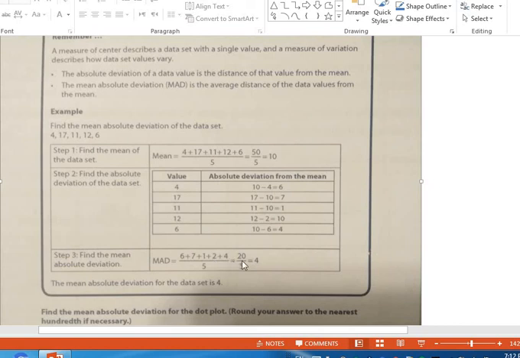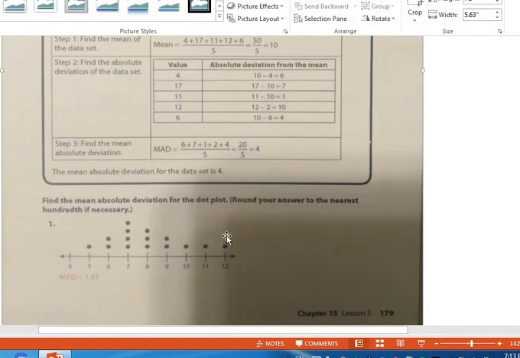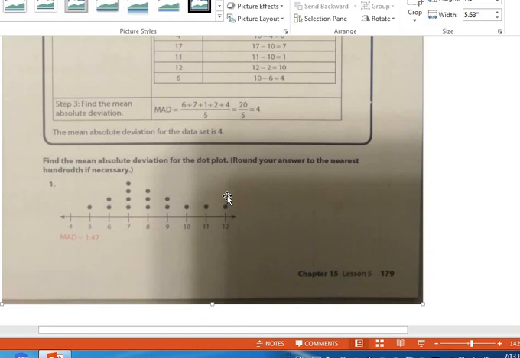Then plus 4, all gives me 20, and the number of them is 5. So 20 over 5 will give you 4. So the mean absolute deviation for the data set here is 4. Is it easy or hard? It's very easy. It's not difficult at all.